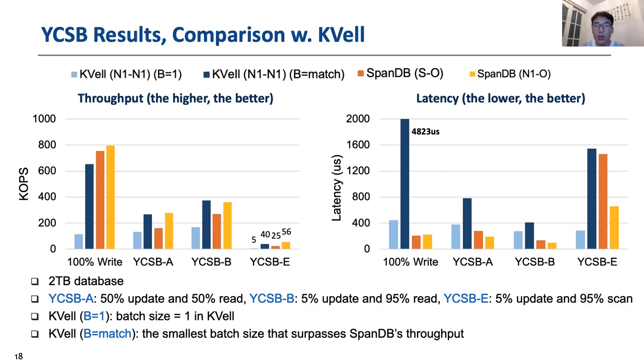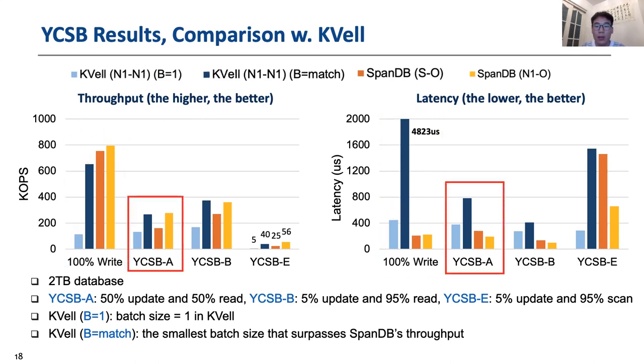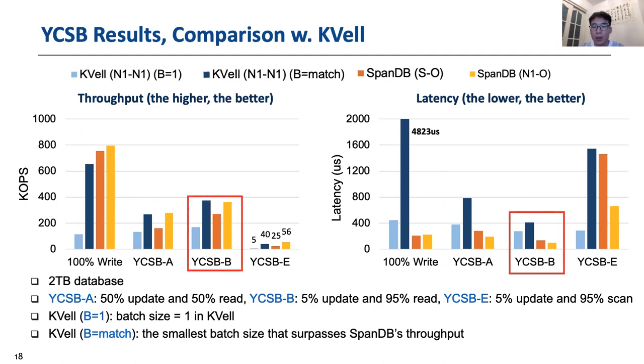With YCSB-A, KVell cannot match SpanDB throughput, even at the largest batch size, 64, where it suffers a huge latency of nearly 5,000 microseconds. Meanwhile, batch size 1 delivers a throughput at 50% of SpanDB's SO level, and an average latency twice as big. YCSB-B sees a similar contrast, though to a lesser degree. With the read-intensive YCSB-B, KVell slightly outperforms SpanDB's N1O in throughput with batch size at 3, but reports latency 4 times higher.